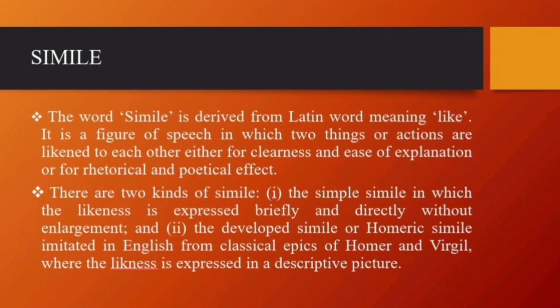There are two kinds of simile. The first one is the simple simile, in which the likeness is expressed briefly and directly without enlargement. And the second one is the developed simile or the Homeric simile, imitated in English from the classical epics of Homer and Virgil, where the likeness is expressed in a descriptive picture.